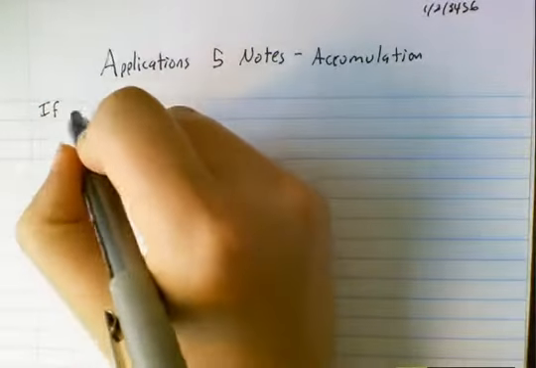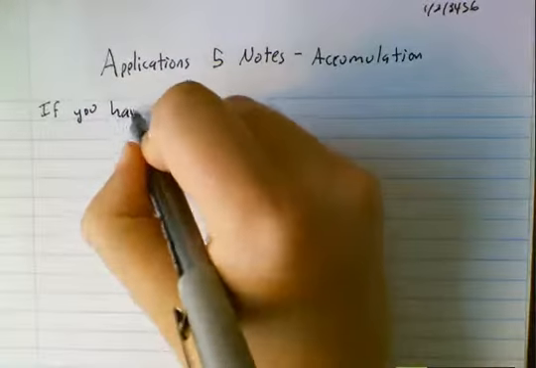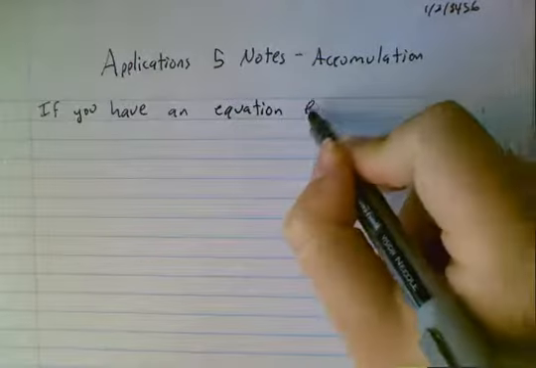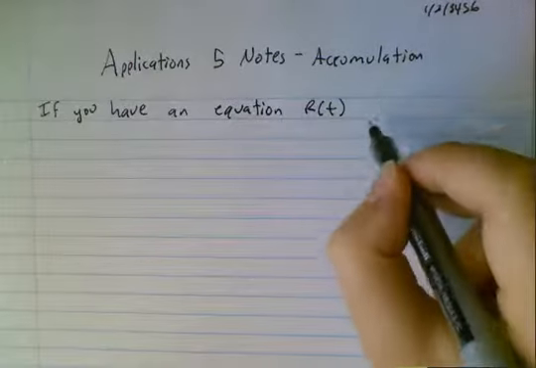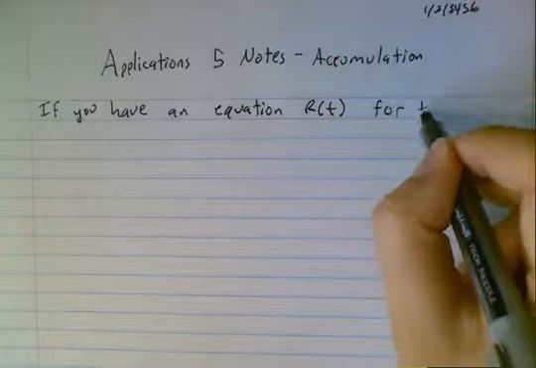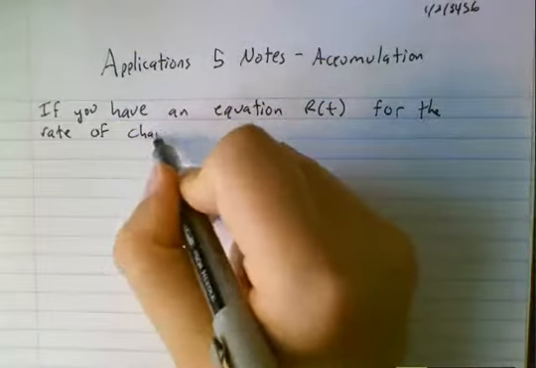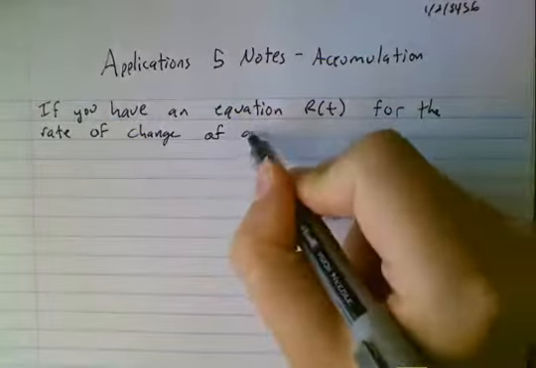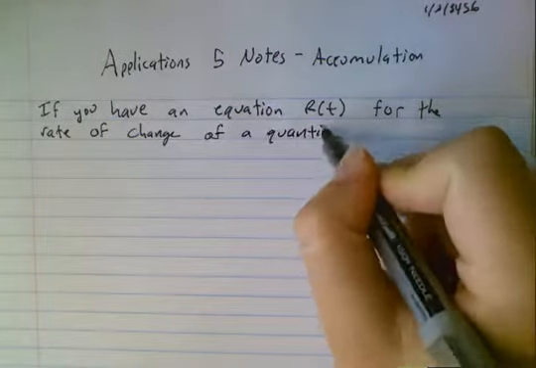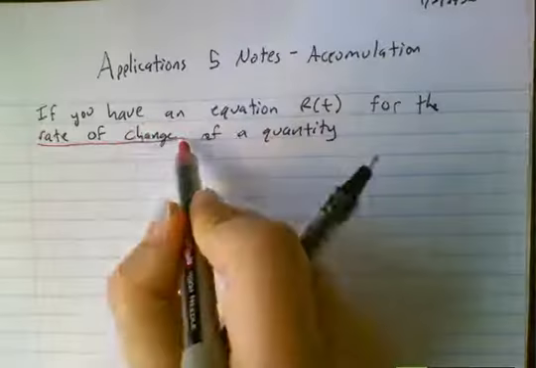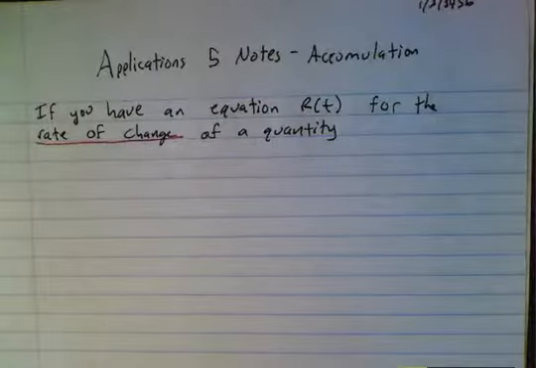Let's start off with the interpretation of some symbols. So if you have an equation R of t for the rate of change of a quantity, and this is really key, it has to be an equation for the rate of change. Typically it's going to be in terms of time.